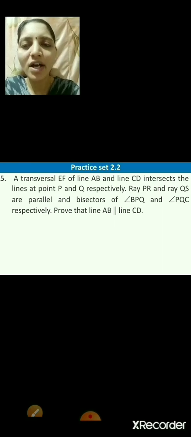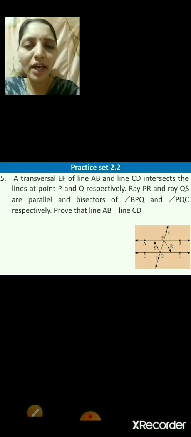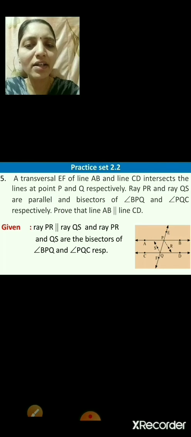A transversal EF of line AB and line CD intersects the lines at points P and Q respectively. Ray PR and ray QS are parallel and bisectors of angle BPQ and angle PQC respectively. We have to prove that line AB is parallel to line CD. Now observe this figure carefully and start writing the given part.